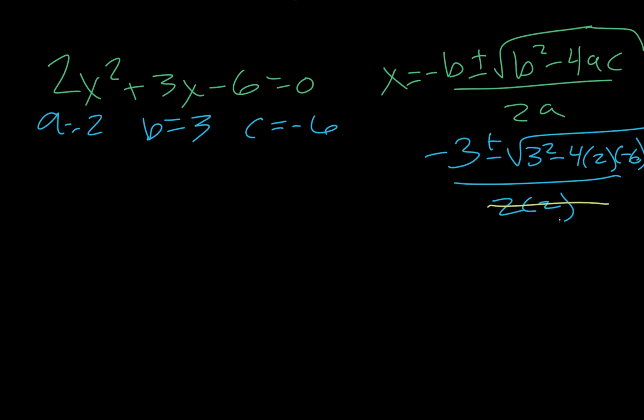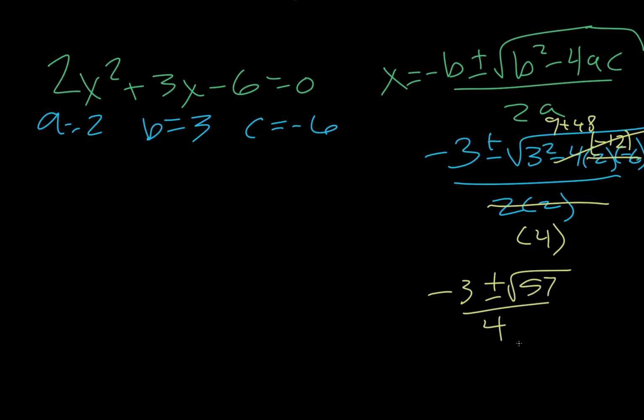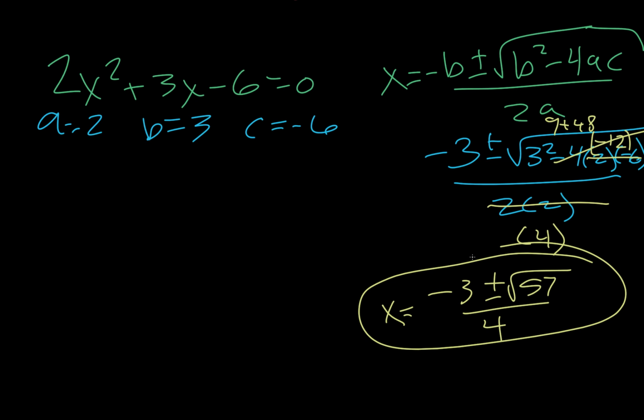Okay, so we do the bottom first, so that's a 4. Then we do -6 times 2, that's -12. And then we do -12 times -4, that gives us a 48, and it's positive. 3 squared is 9, and if we add that, we're going to get 57. Feel free to use a calculator if it makes it easier for you. Now, 57 can't be broken down, and so this is actually our final answer. Just make sure we say x equals.